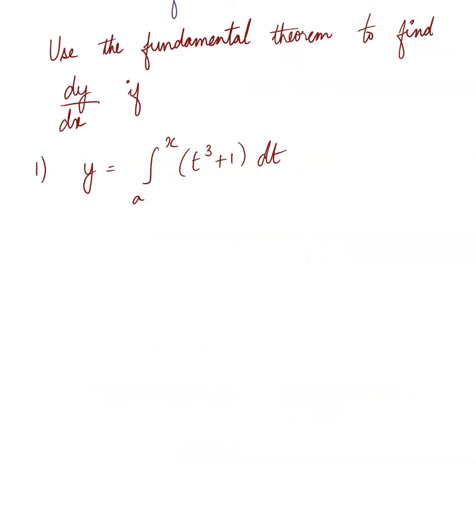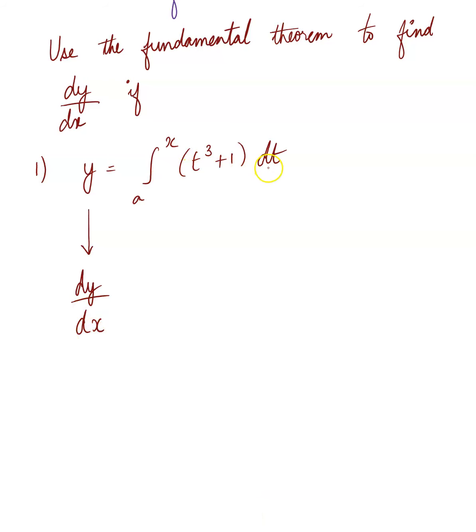Use the fundamental theorem to find dy over dx. Problem 1: y equals the integral from a to x of t cubed plus 1 dt. We are asked to find dy over dx using the fundamental theorem, so we take the derivative. That's dy over dx. That's what they want.